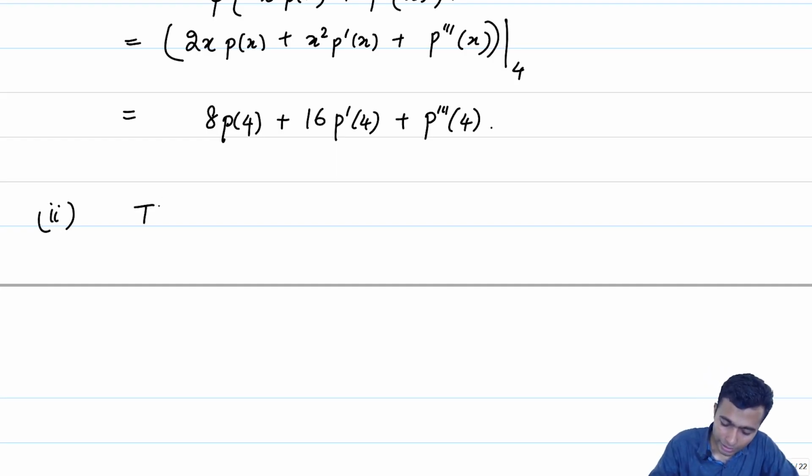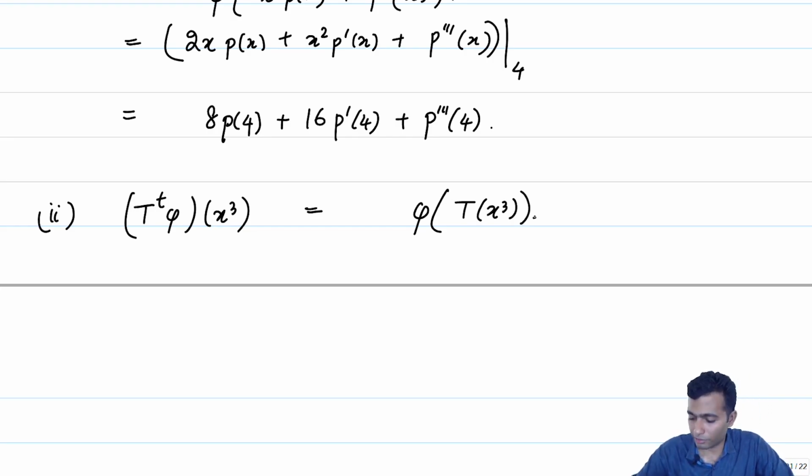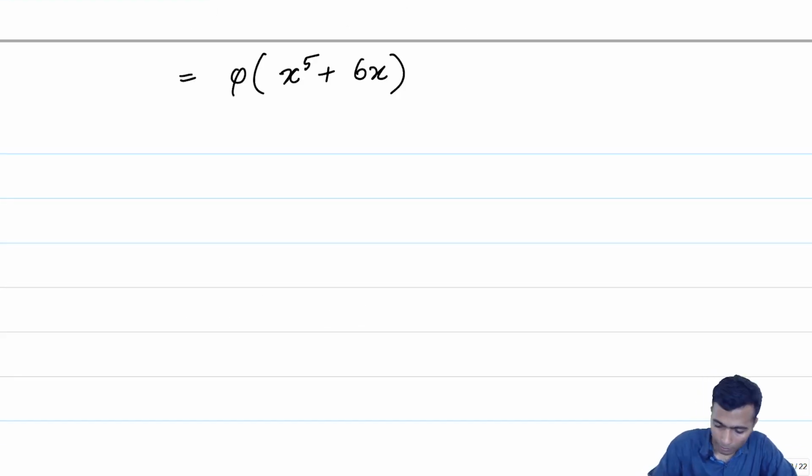So that is just going to be T transpose phi at x cube, right? This is what we would like to evaluate. This is nothing but phi of T of x cube. But we know precisely what T of x cube is. This is equal to phi of x square times x to the power 3, which is x to the power 5, plus T double prime, which is 3 into 2, 6 times x. And what is phi of this? I hope I'm not making a mistake here.